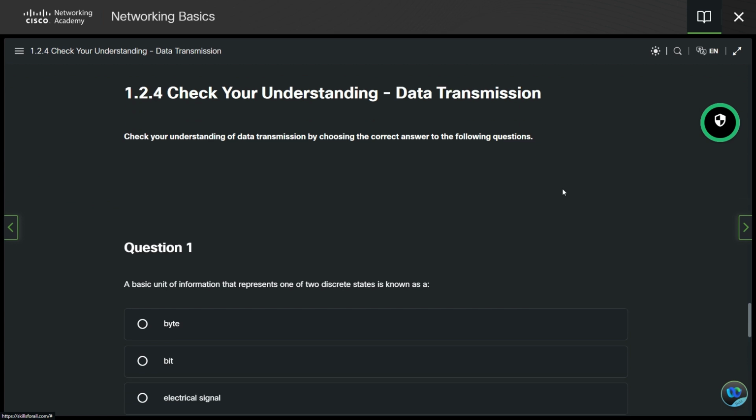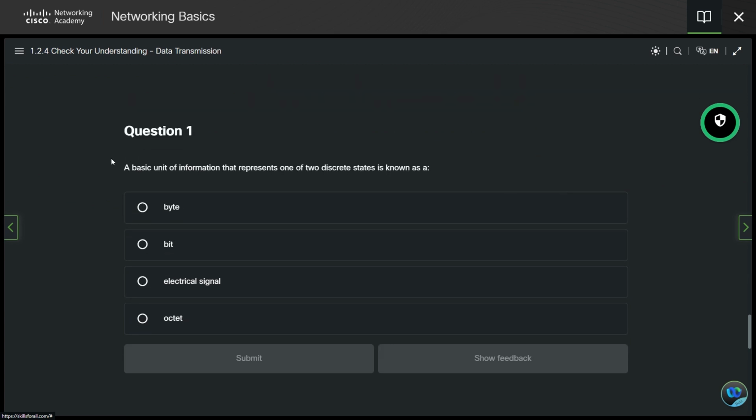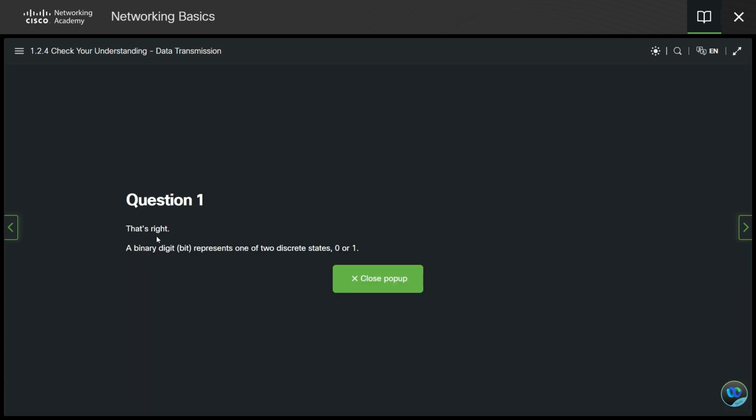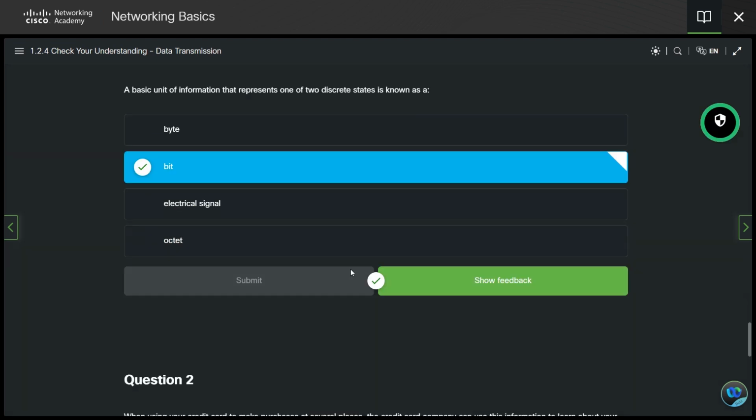Finish with check your understanding of data transmission. Check your understanding of data transmission by choosing the correct answer to the following questions. Question 1: a basic unit of information that represents one of two discrete states is known as a bit. And that's right, a binary bit represents one of two discrete states, 0 or 1.